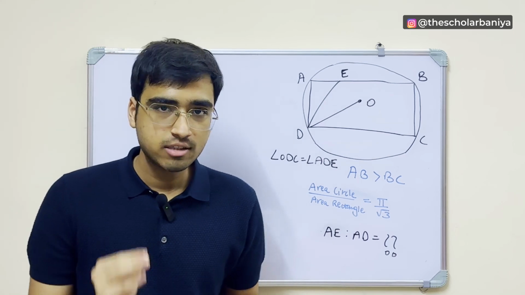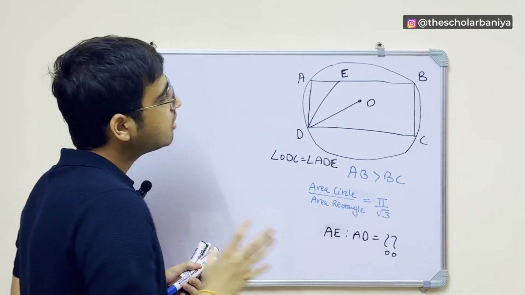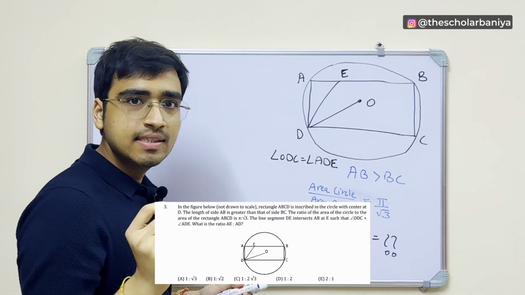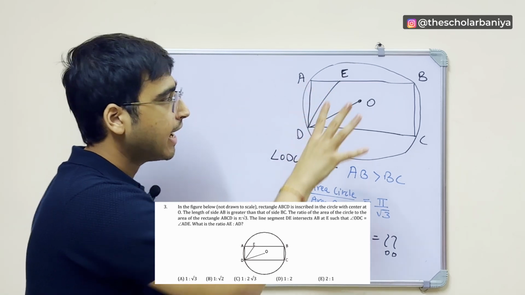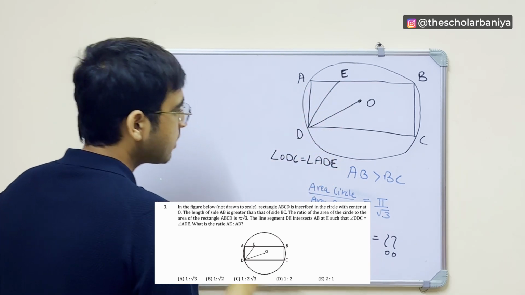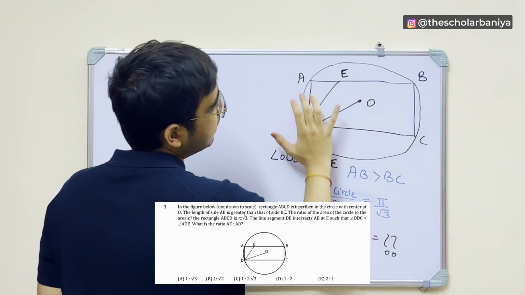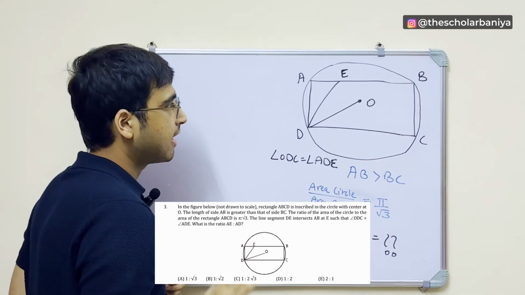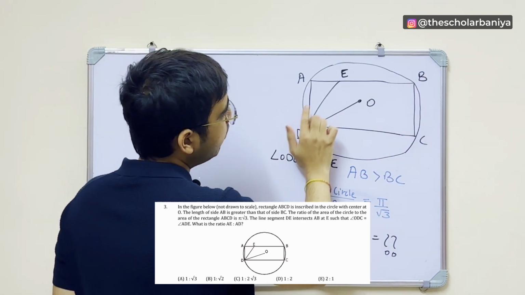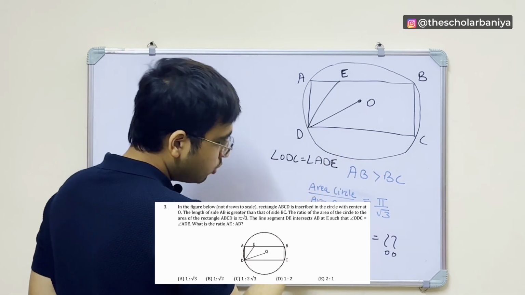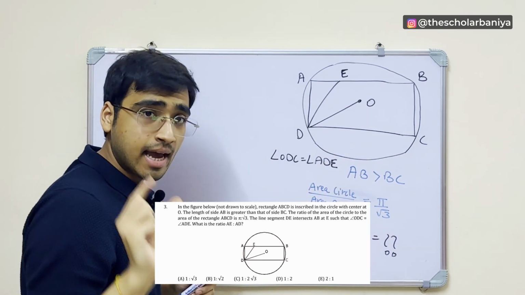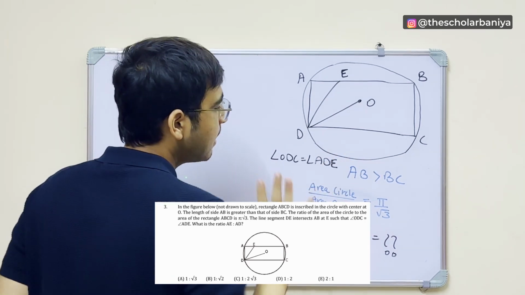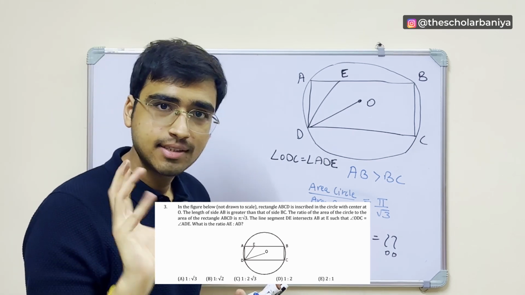So let's move on to the next question, guys. In this question, we are given a circle inside which a rectangle has been inscribed, right? And we are given, obviously, that the side AB is greater than the side BC in the rectangle, and the area of the circle to the area of the rectangle, that ratio is given to be pi upon root 3, right?